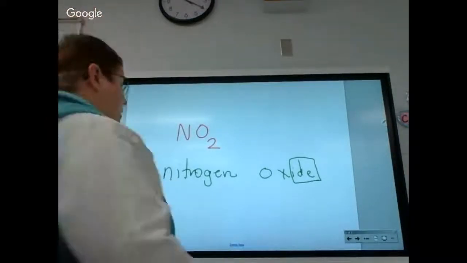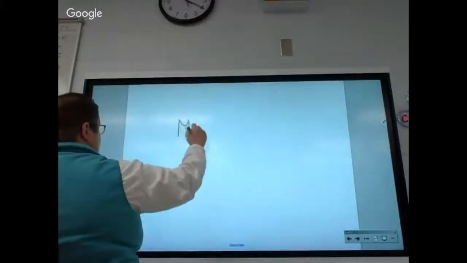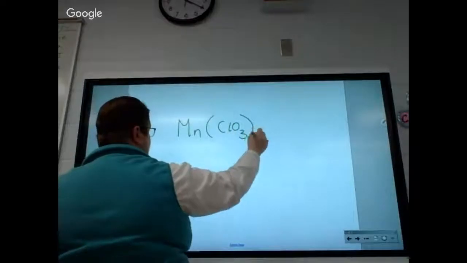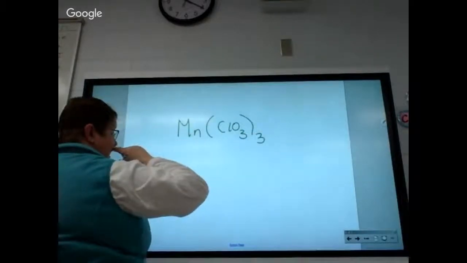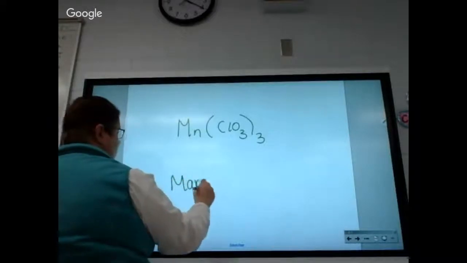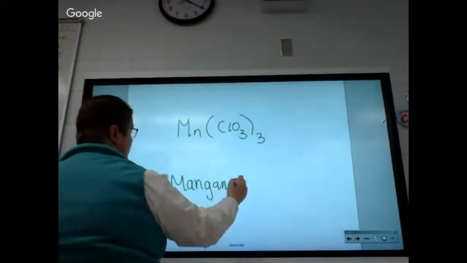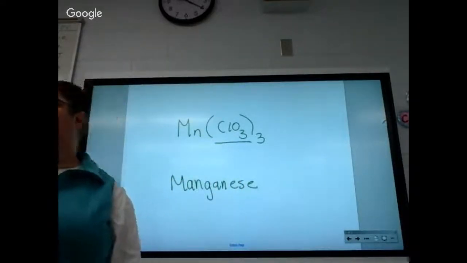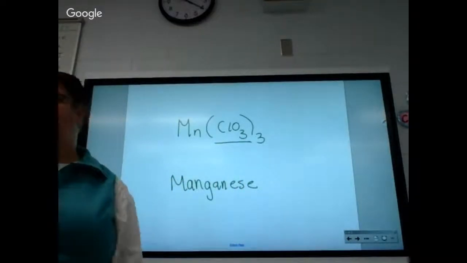If you have something that ends with, let's just say, MnClO3 with a 3, is it going to end in IDE? No. Mn is manganese. And where do you find this? On the blue chart, right? So what's its name?